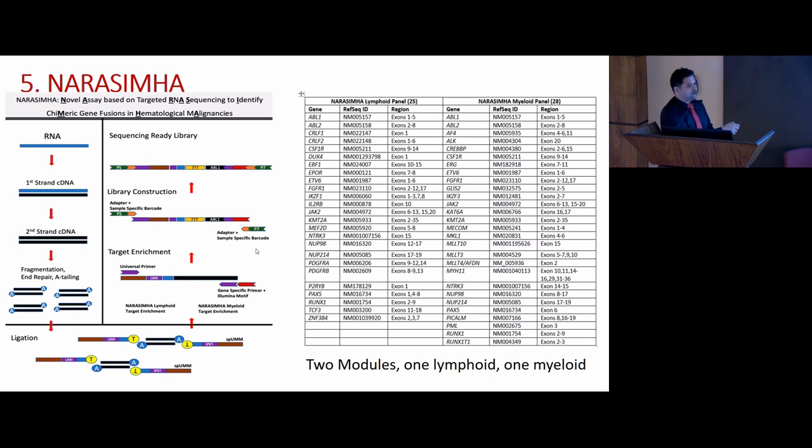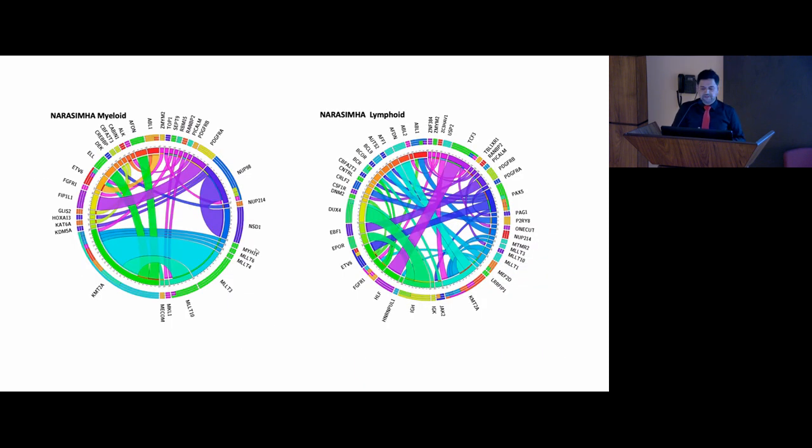So we made our own thing, which is an assay called Narasimha, and same thing: fragmentation, end repair, A-tailing, add an adapter here which contains a universal primer binding region as well as a UMI, and then you can amplify using a whole set of these genes. So you can identify any fusion that is there, in two modules, whether lymphoid and myeloid. At that point, we showed in a proof of concept that it works; now more than 4 years we have used it.